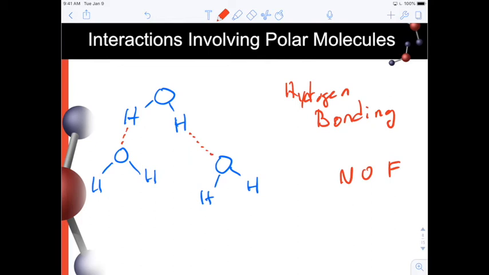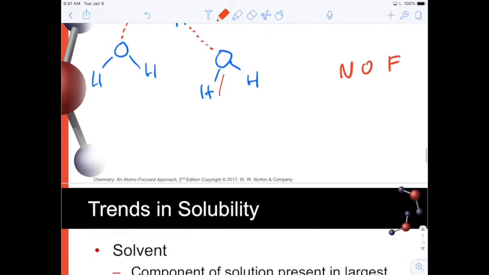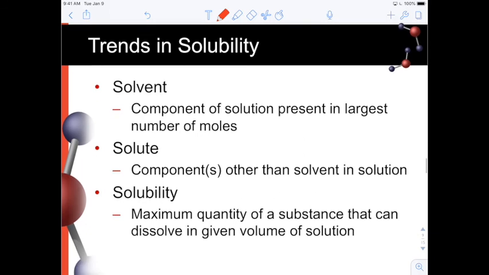So here you see hydrogen is attached to oxygen, therefore we can get hydrogen bonding within that molecule. It's just a strong case of an intermolecular force, and specifically a dipole-dipole interaction.